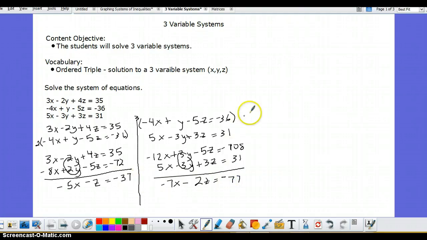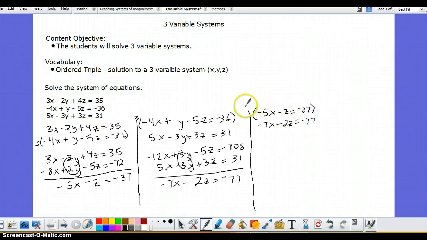Alright, so now I'm going to take these 2 and find either x or z. It looks like because there's a 1 here, I'm going to end up finding x. Then I'm going to use that to find z, and use both of those to find y. So we have negative 5x minus z equals negative 37, and negative 7x minus 2z equals negative 77. It looks like I want to multiply here by negative 2. When I do, that becomes 10x plus 2z equals positive 74. And we still have our negative 7x minus 2z equals negative 77.